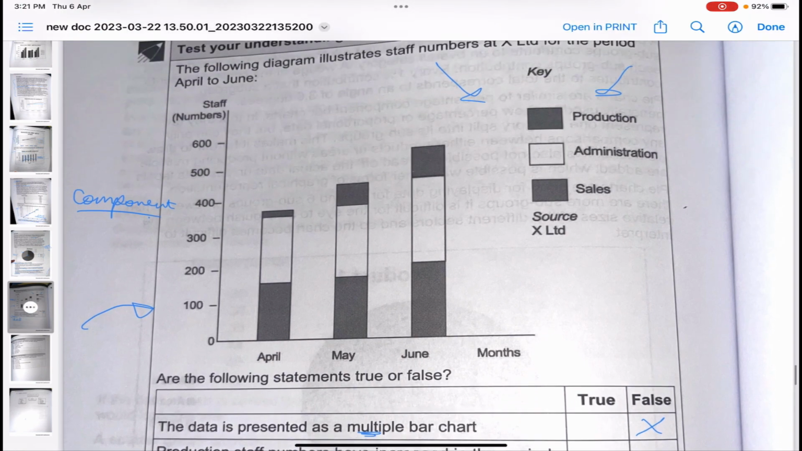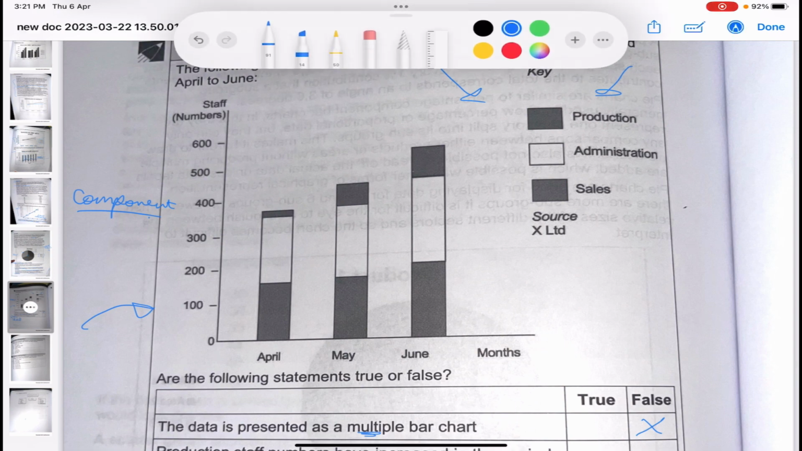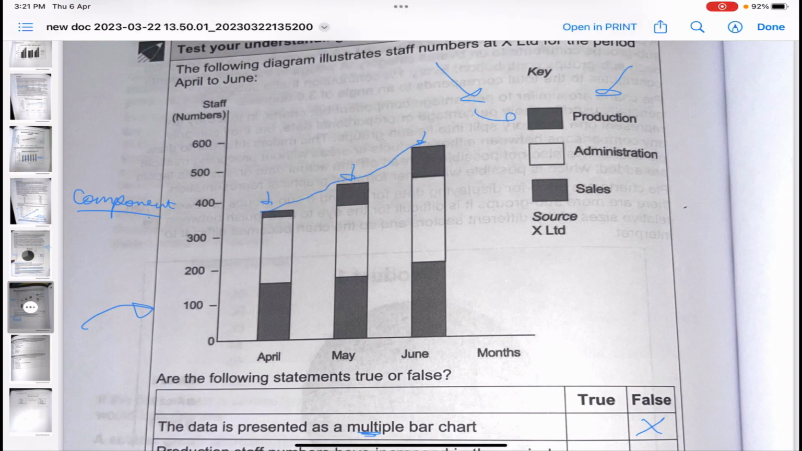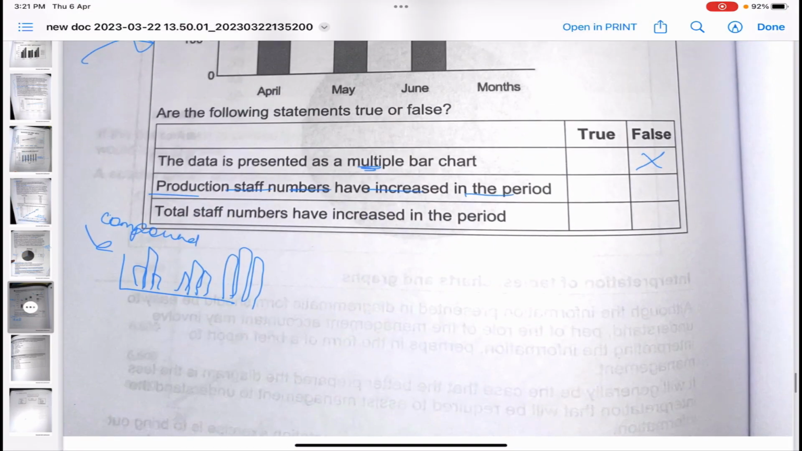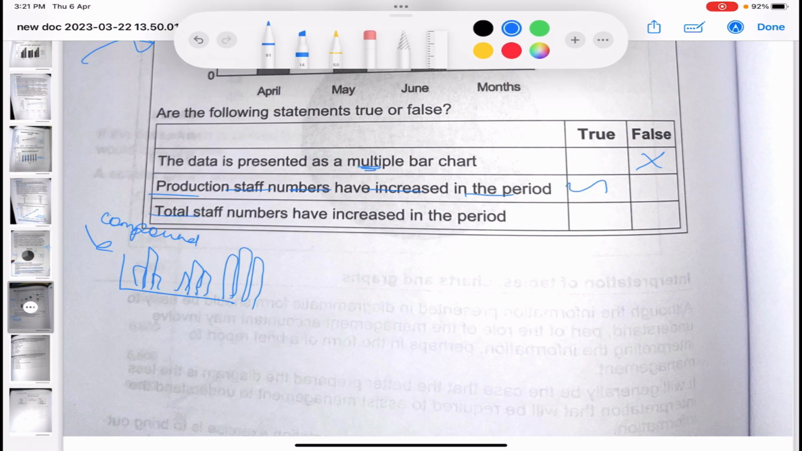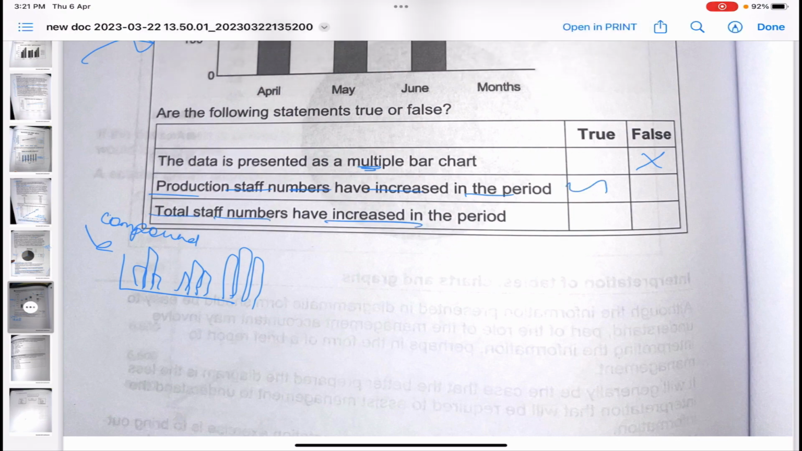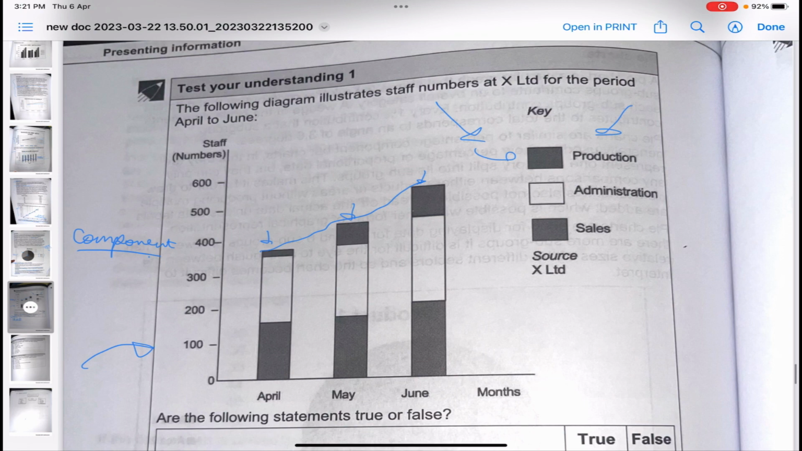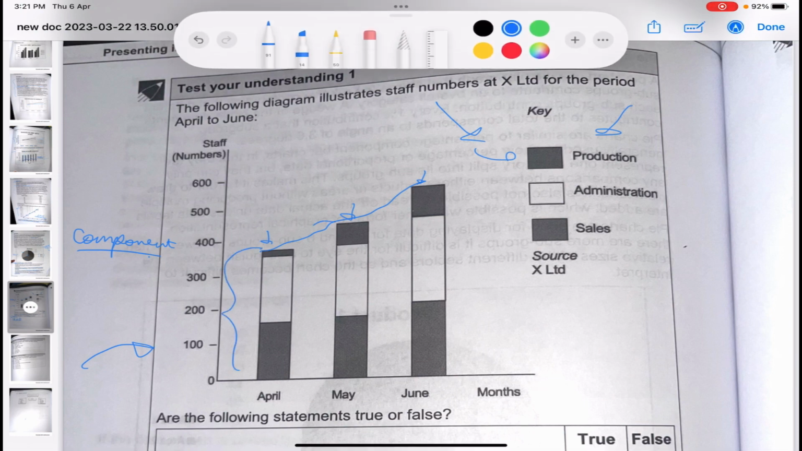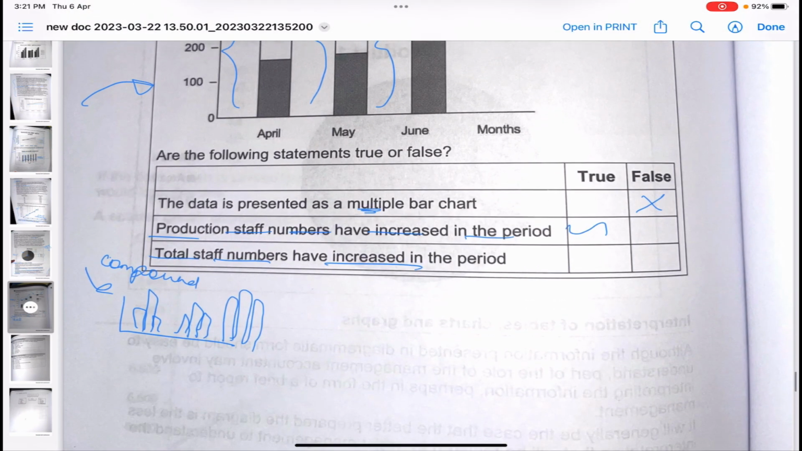Production staff numbers have increased in the period. Let's see that. Which color is production? I think it is this one. So as you can see, production people have increased. So this is true. Total staff numbers have increased in the period. Total is the entire thing, right? Even that has increased. You can see that. So that is also true.